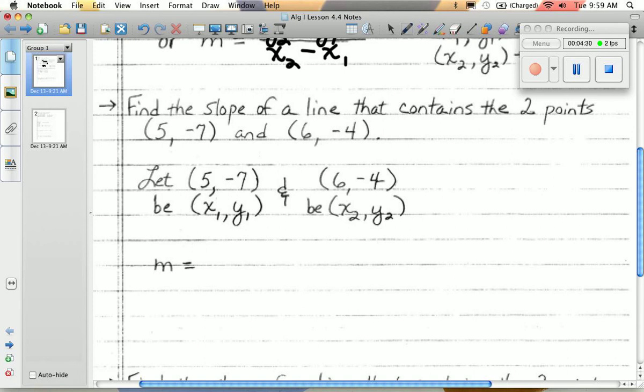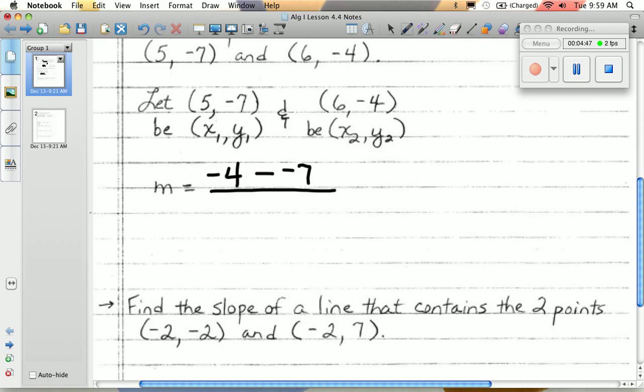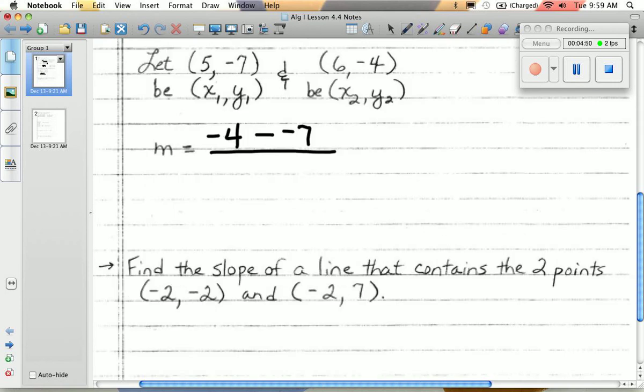That's what's really important. So we're going to start with -4, our y sub 2 value. We're going to subtract the y sub 1 value, which is -7. And notice that subtraction sign does not take the place of the negative in the 7. Take the y sub 2 value, subtract the y sub 1 value. So what should I start with downstairs? 6. Subtract 5.